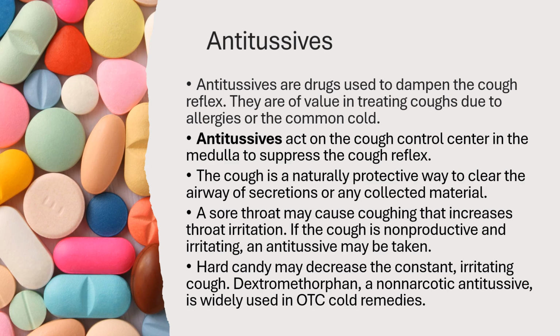Opioids, the most effective antitussives, act by raising the cough threshold in the central nervous system. Codeine and hydrocodone are the most frequently used opioid antitussives. Doses needed to suppress the cough reflex are very low. Thus, there is minimal potential for dependence.